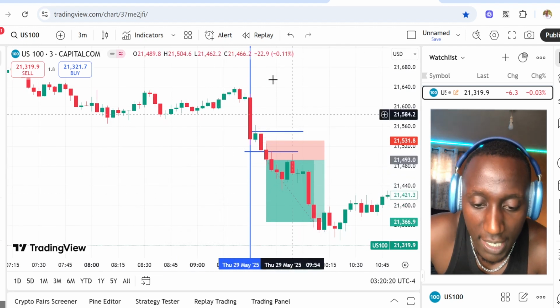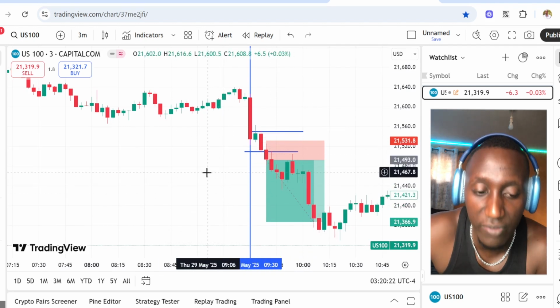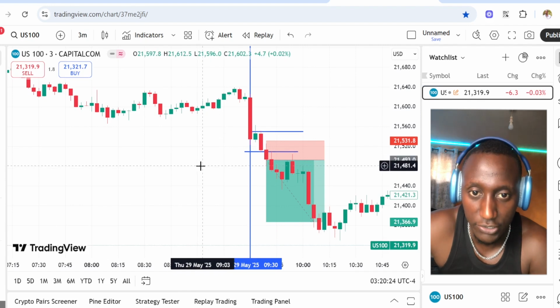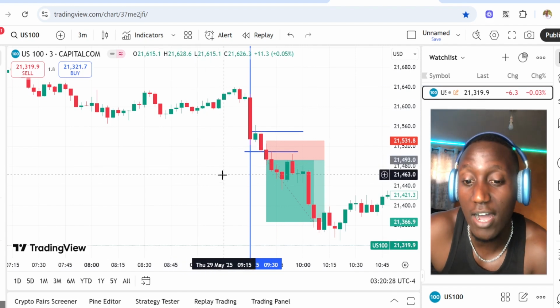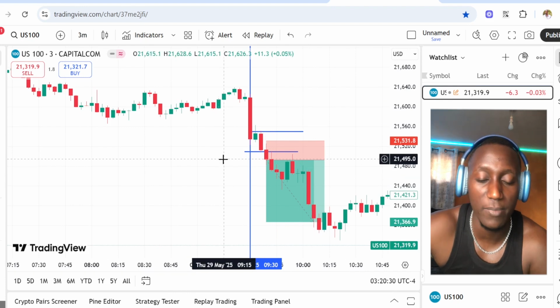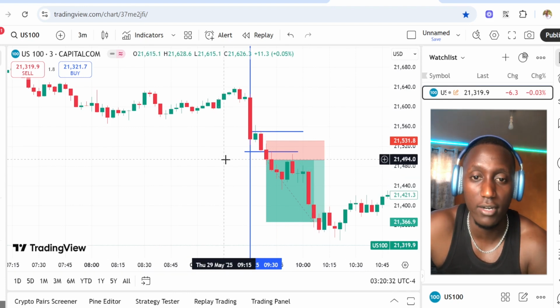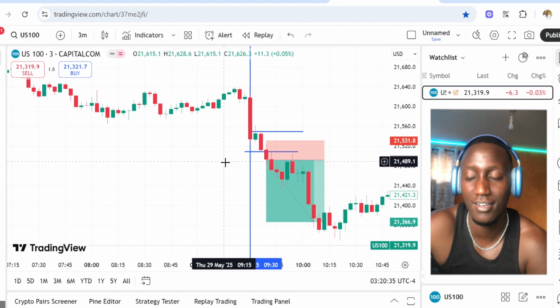So this is exactly how you simplify market structure into just two candles, and you trade 1 hour a day to make ridiculous money, and people think you are worshipping the devil.